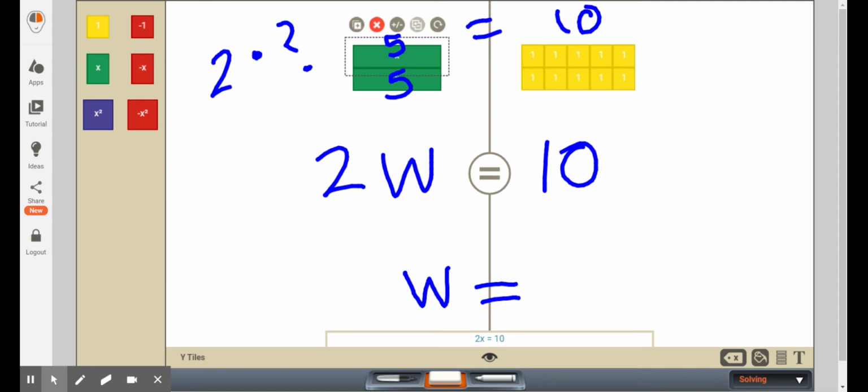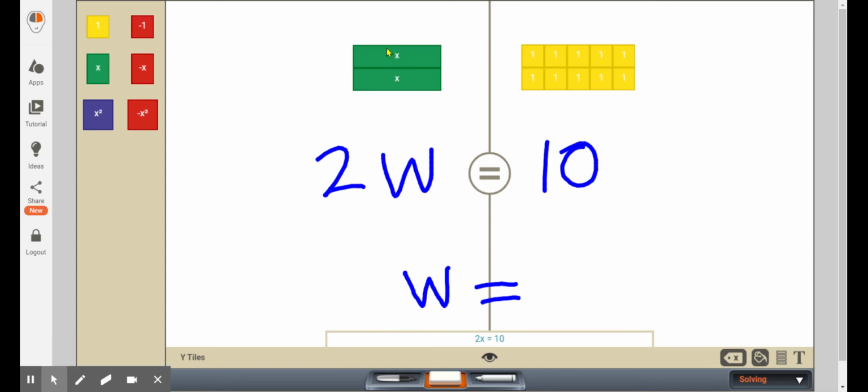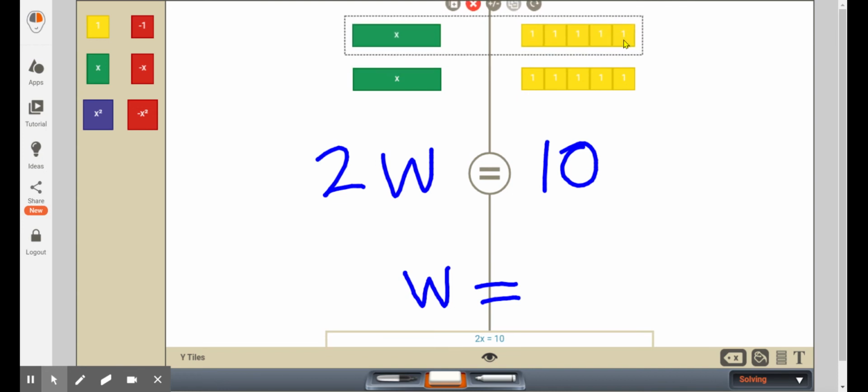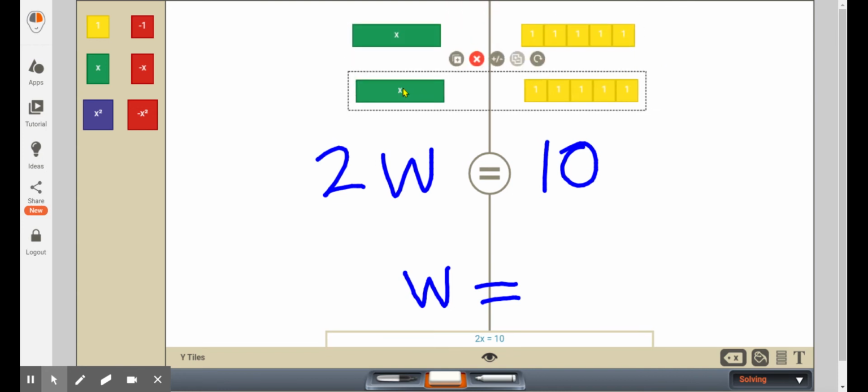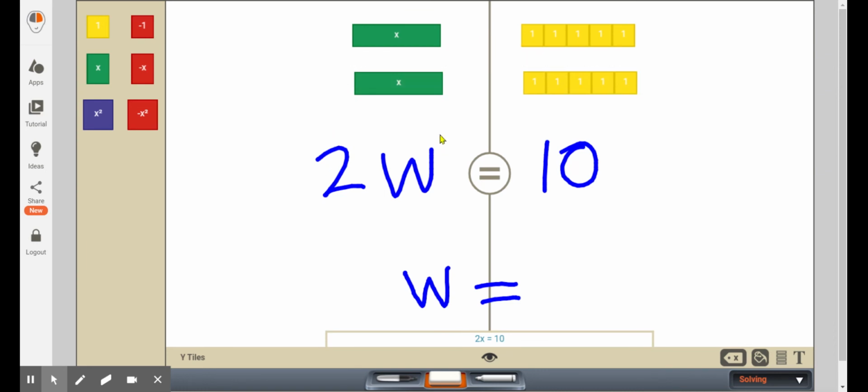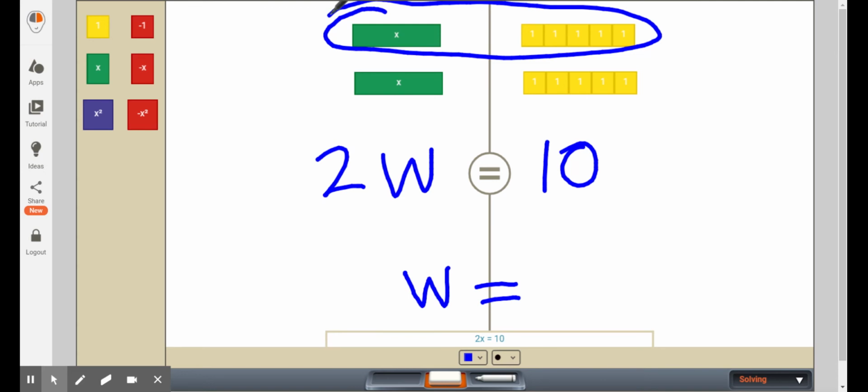But modeling that out, let's take a look at how that looks. So if we have numbers grouped together and it's multiplied 2 times w, and then we have 10, we need to think about the opposite of multiplying. Multiplying is going to be making more groups, and then unmultiplying is going to be separating into equal groups. And we call that dividing. So the opposite of multiplying by 2 would be dividing by 2. So if we take our two groups and divide them into equal groups, then we're looking to see what is in each group.